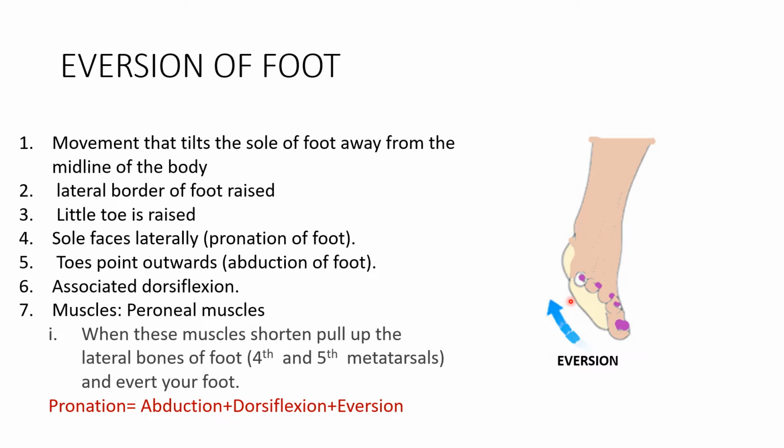So now you know about the movement. The sole of the foot is away from midline, the lateral border of foot and little toe are raised, and the sole faces laterally, which we call the pronation of foot. Toes pointing outwards, which we call the abduction of foot. Then the associated dorsiflexion. Now let us see what pronation is in the case of foot. Pronation is equal to abduction of foot, dorsiflexion of foot and eversion of foot. Hope it is clear to you about the eversion of foot.